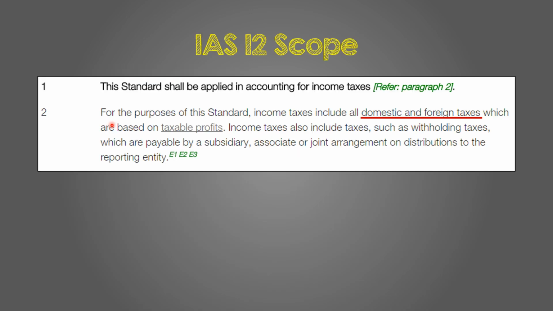So the scope of IAS 12 tells us that income taxes will include all domestic and foreign taxes, and that it will also include any withholding taxes. So withholding taxes just means the tax is held back before the amount is paid over.